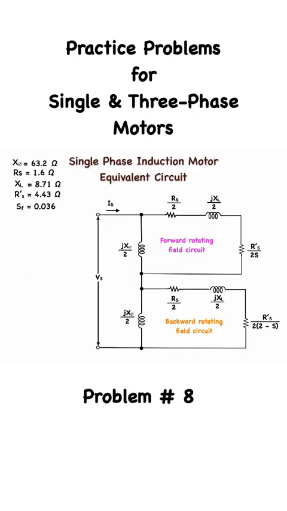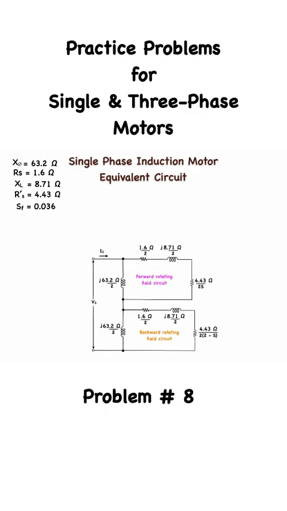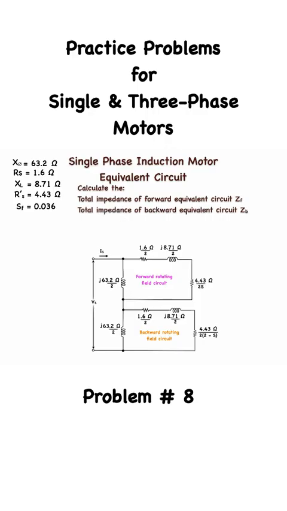The equivalent circuit values are shown here for both the forward rotating field circuit and the backward rotating field circuit. You can see them on this slide. Our task in this problem will be to calculate the total impedance of the forward equivalent circuit, we'll call it ZF, the total impedance of the backward equivalent circuit, ZB, and the total motor circuit impedance, ZT.